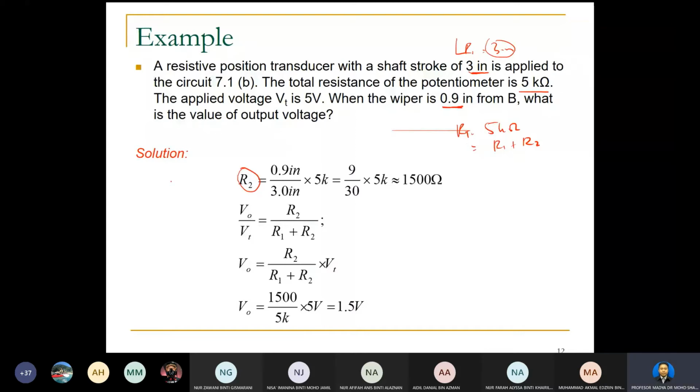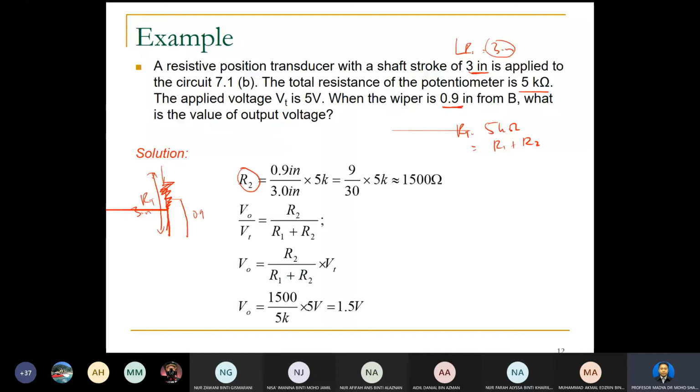So for example, this is R total, and the length of this one will be 3 inch. Then from this end to B, maybe this one is 0.9. That's why we want to find the resistor. This one we call R1, this one R2. So we want to find the resistor for R2.